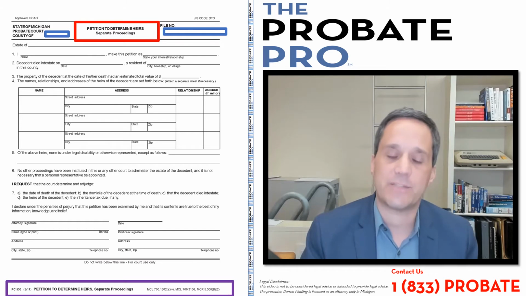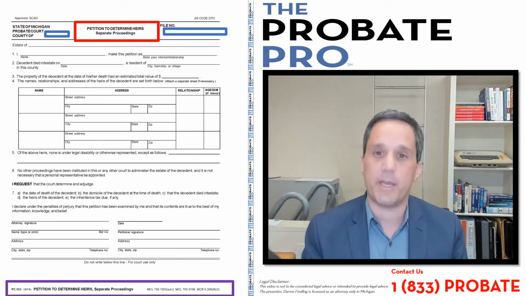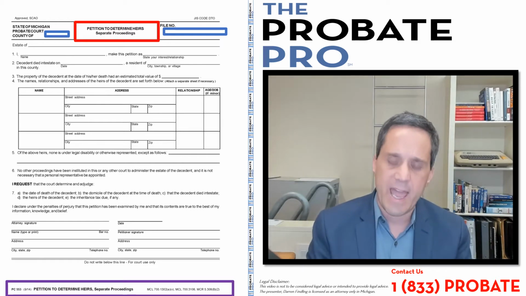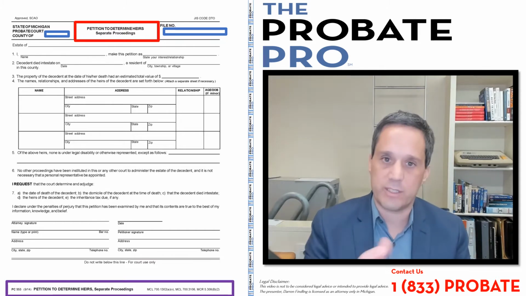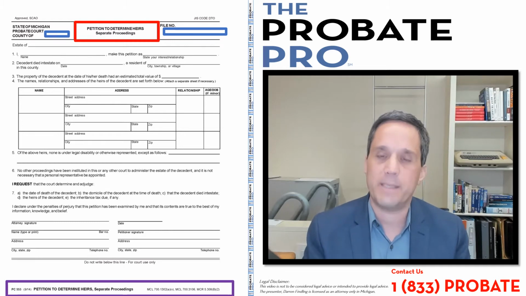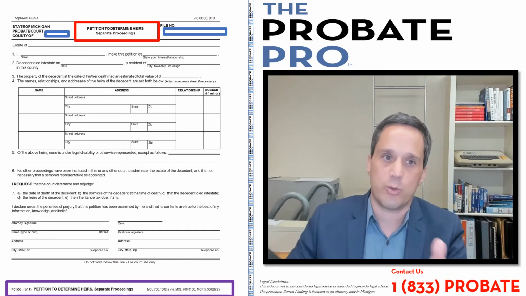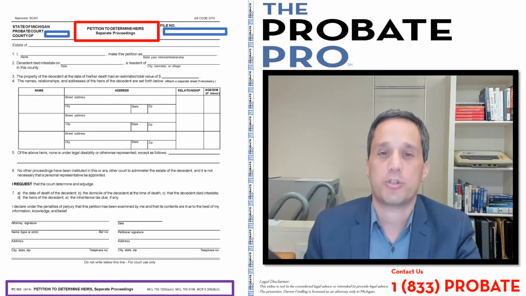Now you can ask for a determination of heirs even without the probate administration occurring. So for example, there may be other reasons you want to be determined to be a child, for example, of the decedent after death. This process of determining that you're an heir of the person that died would be done in this separate proceeding. So this form, PC 553, is used in that context, meaning there isn't an additional probate administration going on. It is a separate proceeding specifically for the purpose of determining heirs.